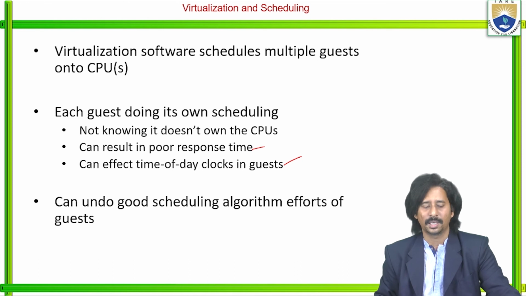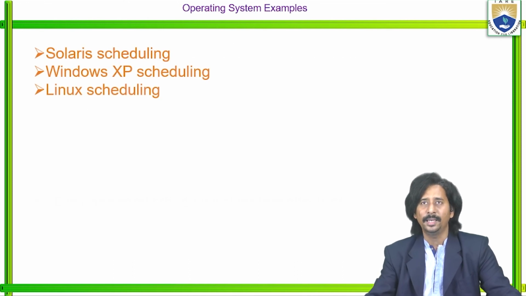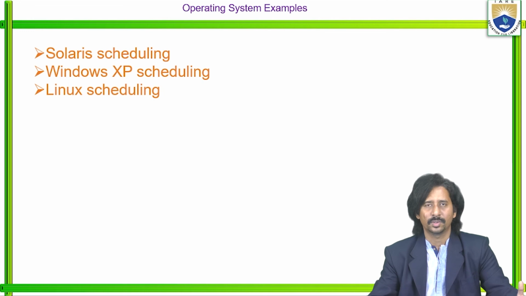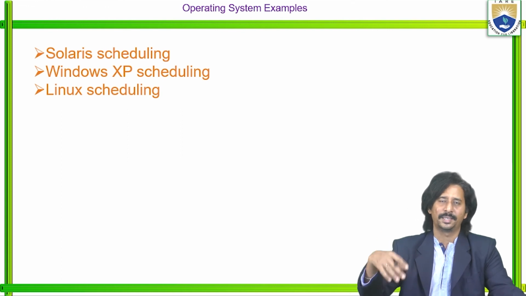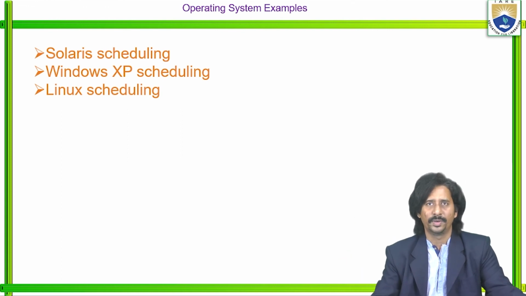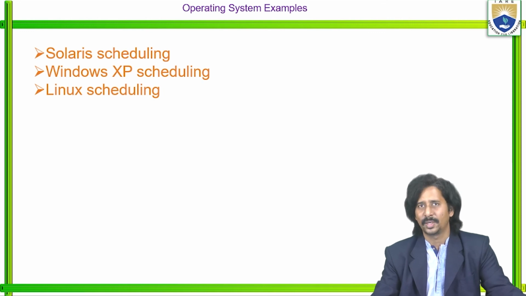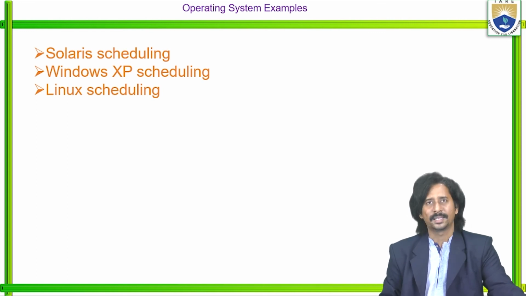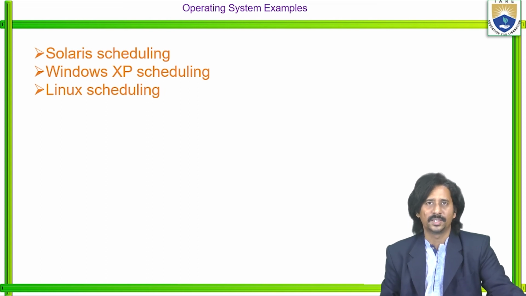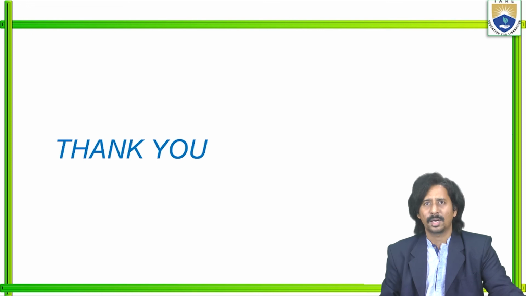Here I am giving the introduction about virtualization and scheduling, as well as the various operating system examples related to scheduling, like Solaris scheduling, Windows XP scheduling, as well as Linux scheduling, right? Each operating system follows different mechanisms and procedures to schedule the various processes. In case of Solaris, generally it takes a tree based structure. Then Windows XP, and Linux, right? With this I hope I have completed the scheduling concepts.